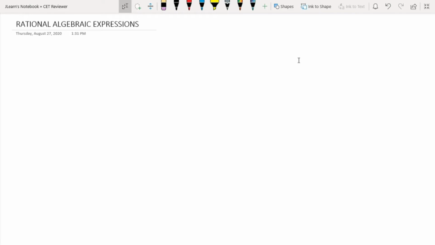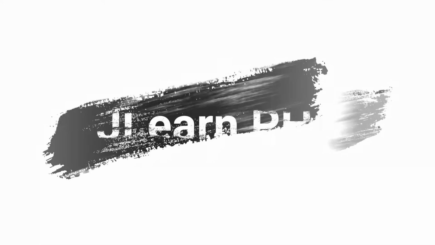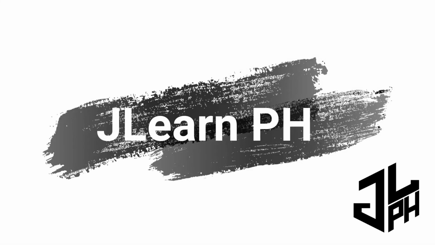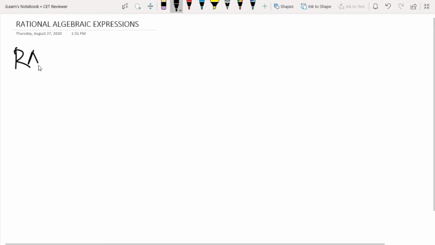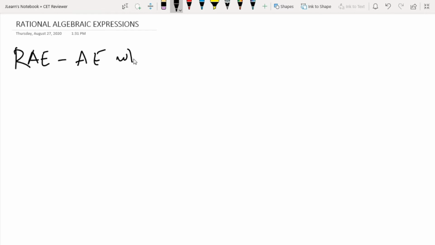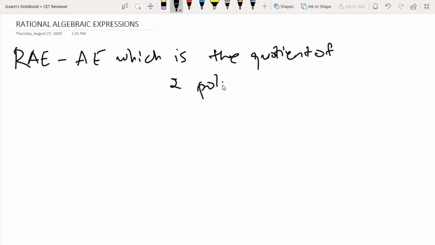Today, we will be learning about rational algebraic expressions. So, ano nga ba ang rational algebraic expression? Or let's abbreviate it to RAE. Ang mga RAE ay mga algebraic expression which is the quotient of two polynomials.